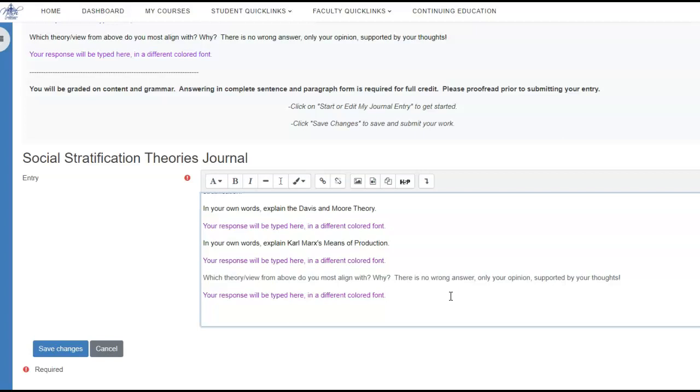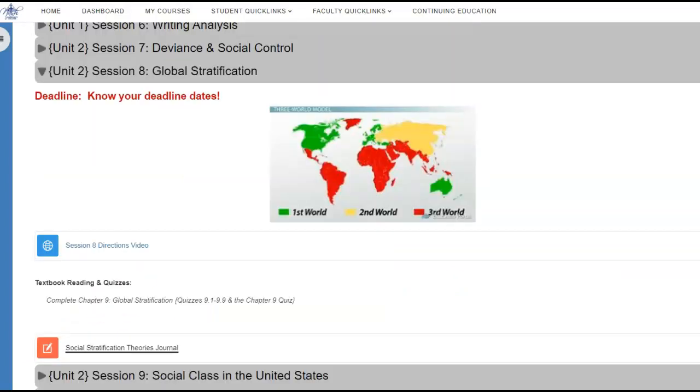When you get done with that journal, double check and make sure you've got 3 good paragraphs, that you've read through them, and that they make sense. Make sure they are in a different colored font, and then click the blue Save Changes button. And that, my friends, is going to wrap up your Session 8 on global stratification.